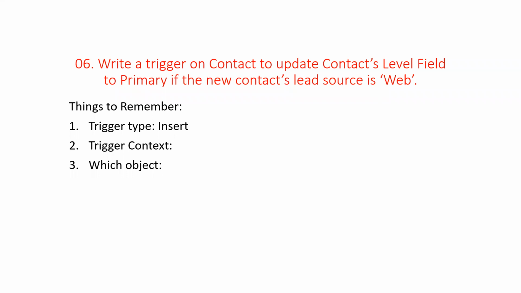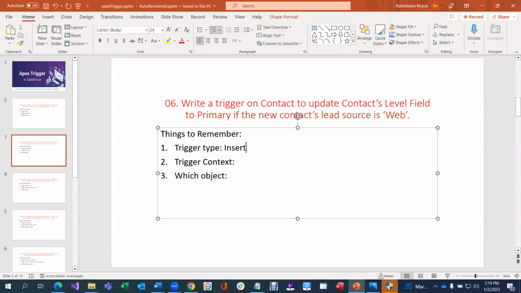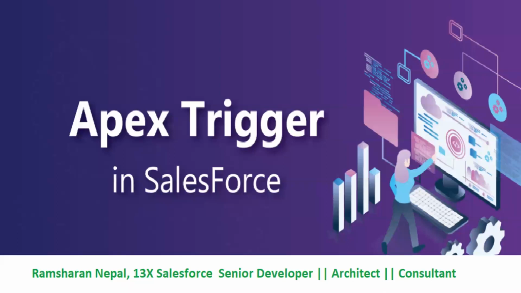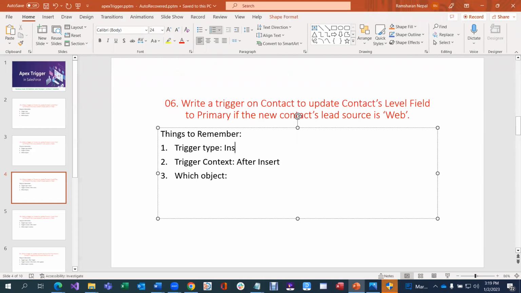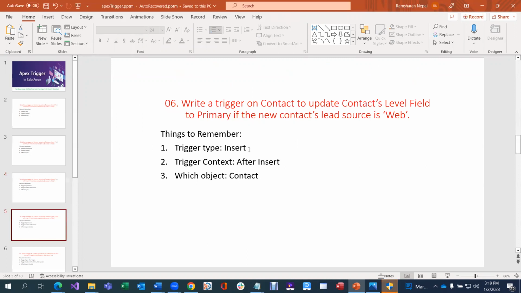Trigger type, sorry, this is not the insert trigger. This should be the before trigger. Let me just edit that. There's no trigger of type insert. So let's edit that and go again. Okay, the trigger type is before trigger and the trigger context is insert. So the trigger is going to fire right before inserting the record. Let me edit that also. This is before trigger and the object is the contact object.